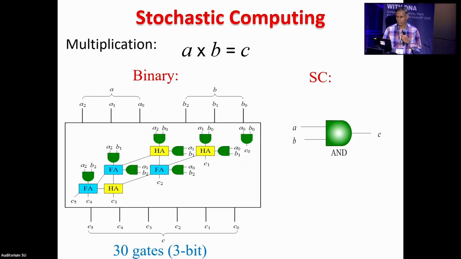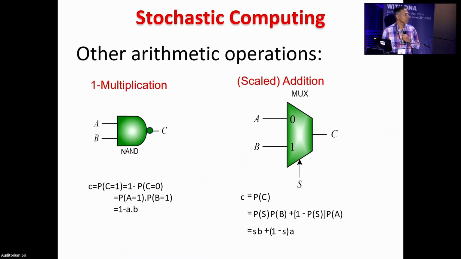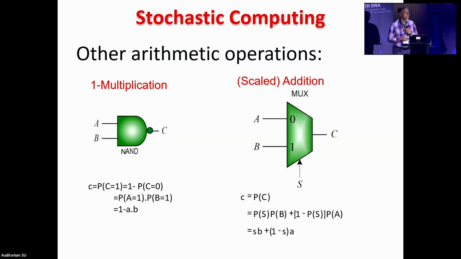We can actually have other arithmetic operations. For example, we can calculate 1 minus the multiplication by using a NAND gate rather than an AND gate, which I guess is obvious because we just flip the outputs and the probability will be 1 minus what we had before. And a multiplexer here can perform a scaled addition. It means that the output will be the scaled addition of the two inputs that we have.